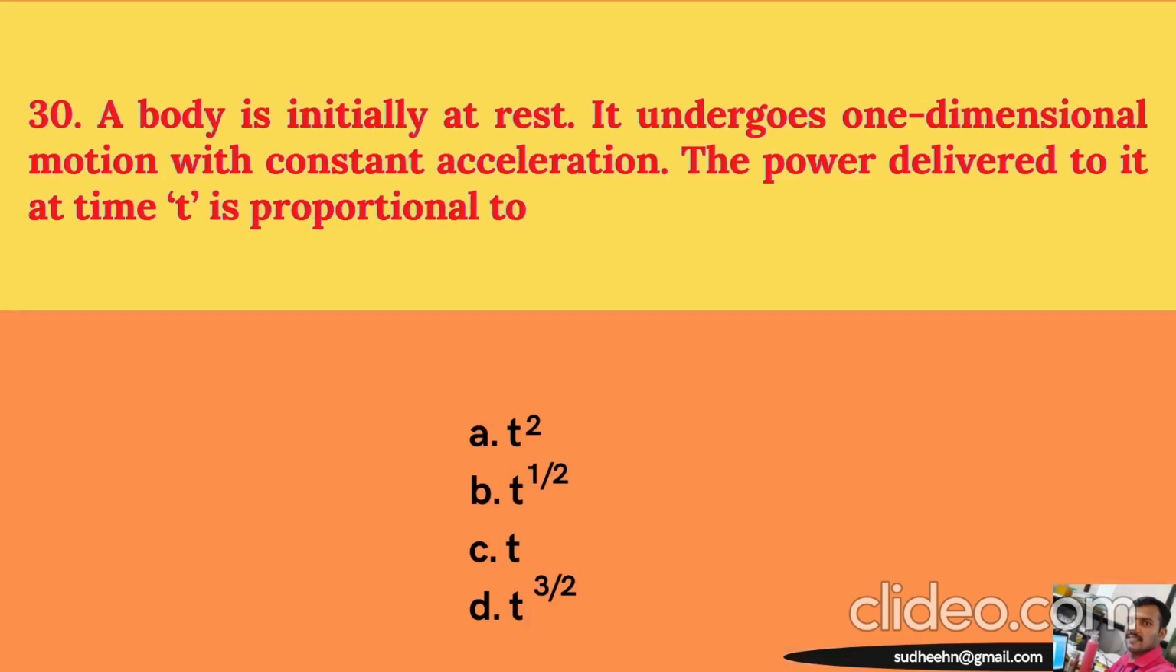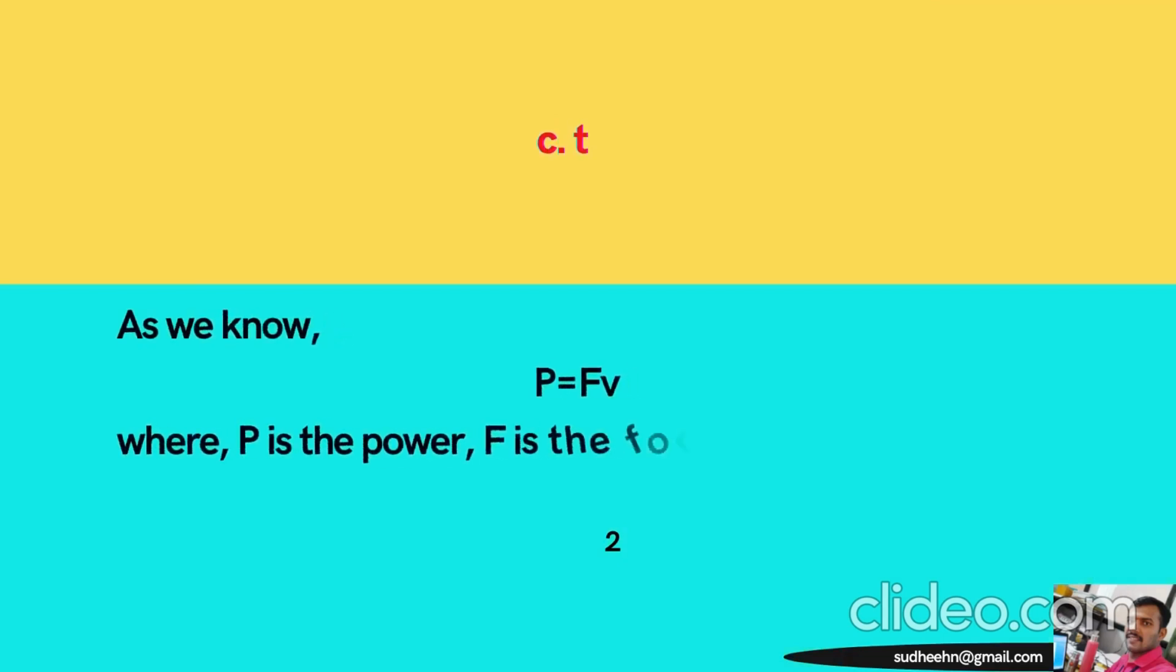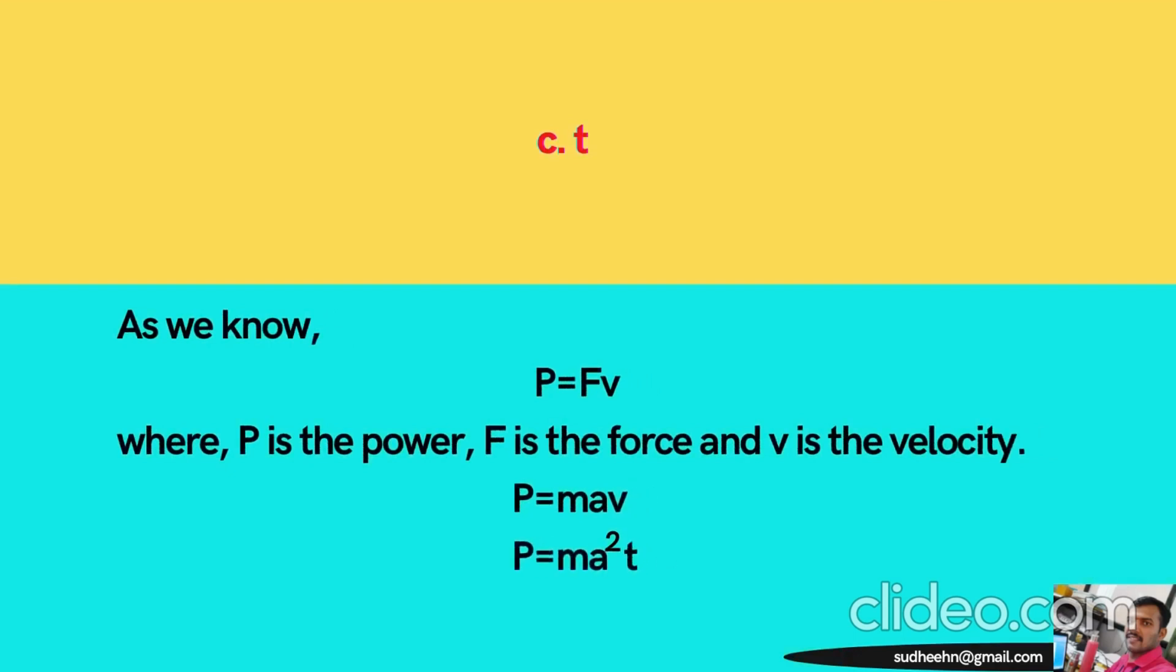Next, question number 30. A body is initially at rest. It undergoes one-dimensional motion with constant acceleration. The power delivered to it at time t is proportional to option A t square, option B t raised to half, option C t, and option D t raised to 3 by 2. And the right answer is option C, that is t, because we know that power is given by force into velocity, where force we can write in terms of ma, according to Newton's second law. So the relation we get is power is directly proportional to time t.